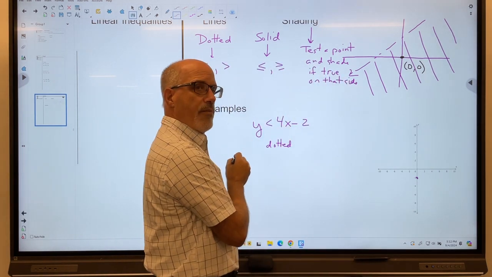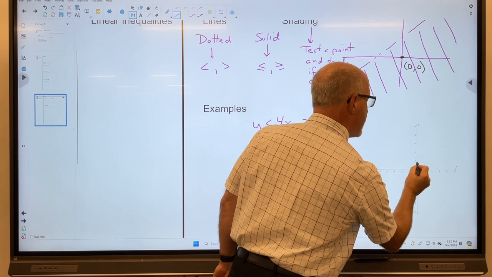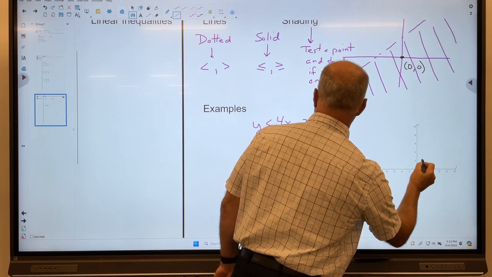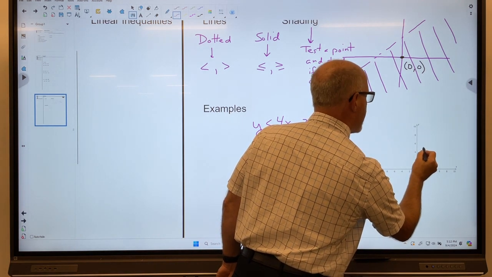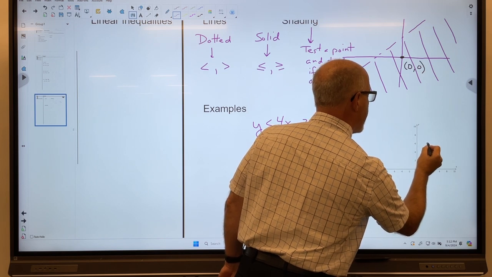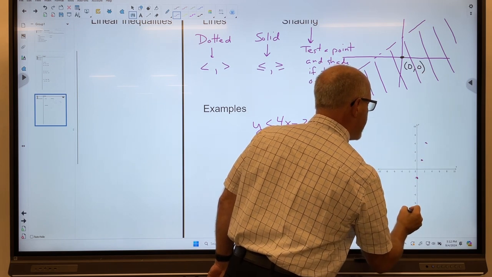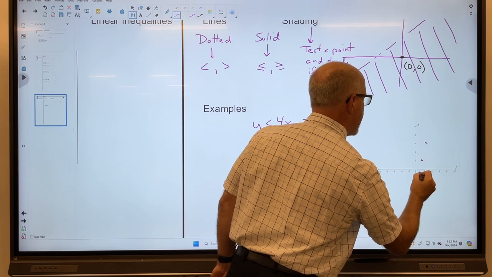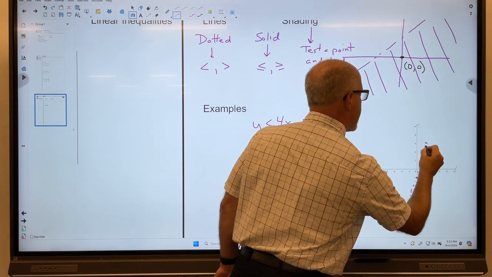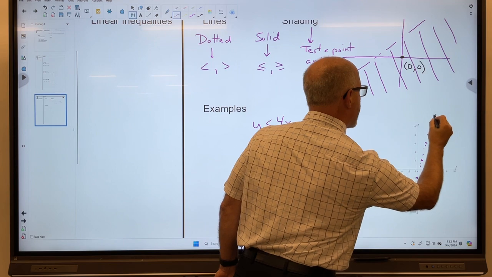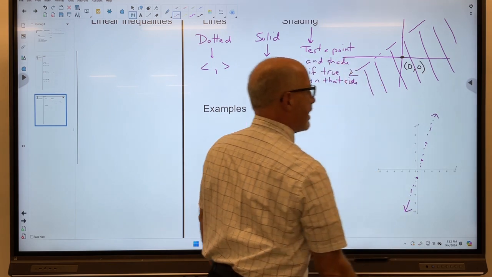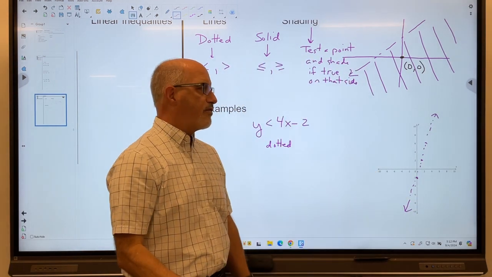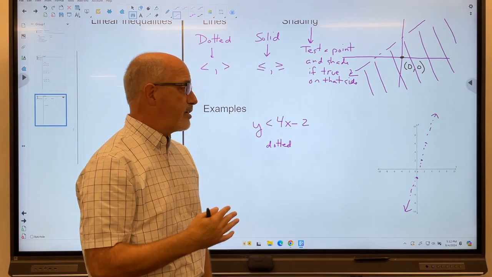I'm going to have a slope of 4, so up 4, 1, 2, 3, 4 over 1. And up 1, 2, 3, 4 over 1. And then draw the dotted line. Okay, there's my dotted line. So you make sure it's very clear that it's dotted and not a solid graph.